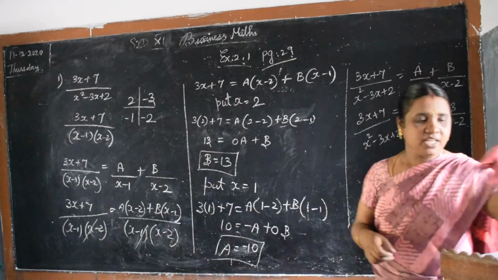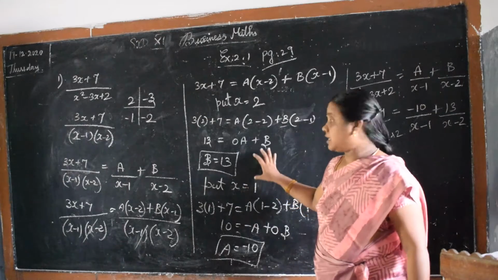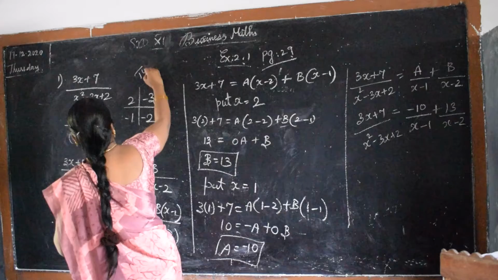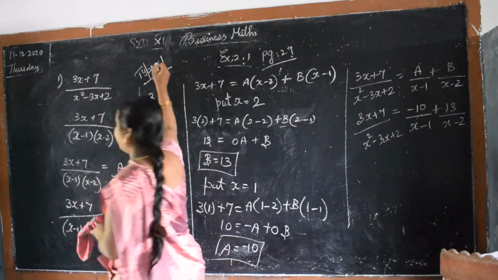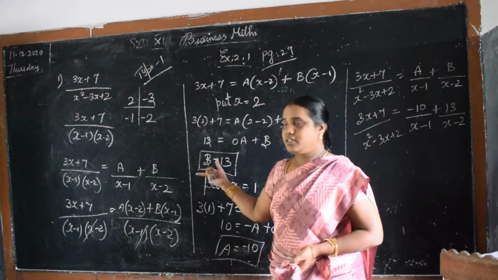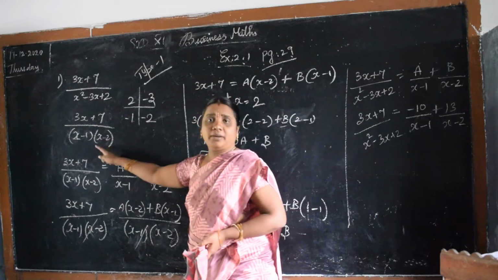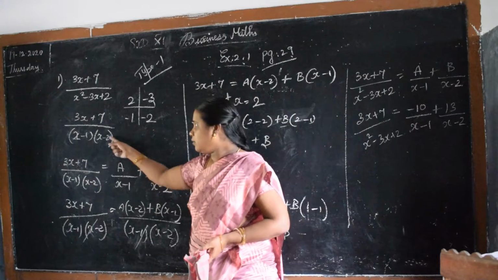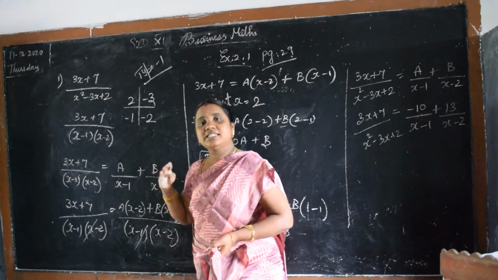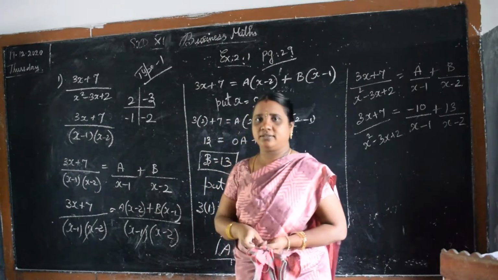Next, like this you have to do the second problem. This is type 1. If you use the same method, you will get the answer for the second problem. What type is this? See, your denominator has non-repeated factors. Repeated does not appear here. The power is only 1, here also 1. If it were 2 or 3, that would be the repeated factor. Okay, children.